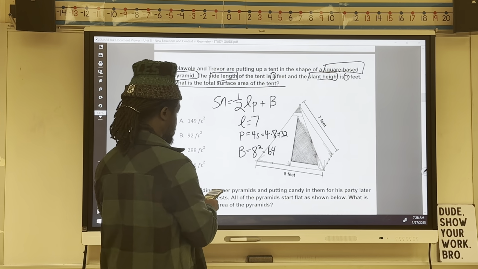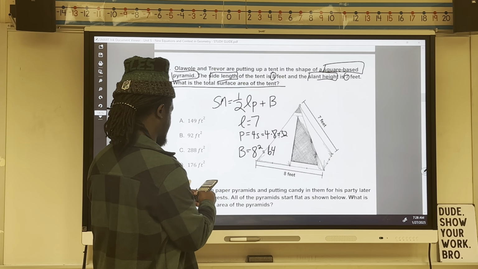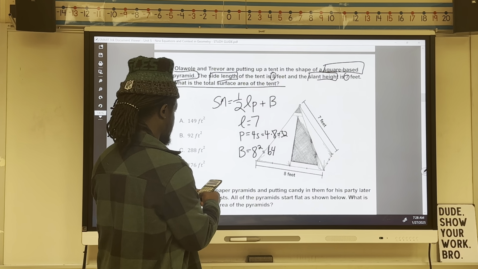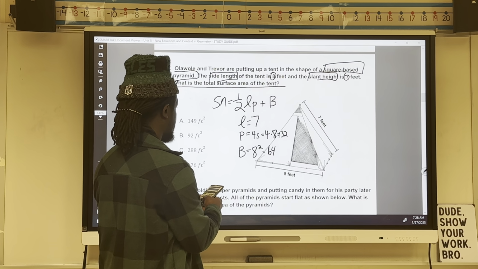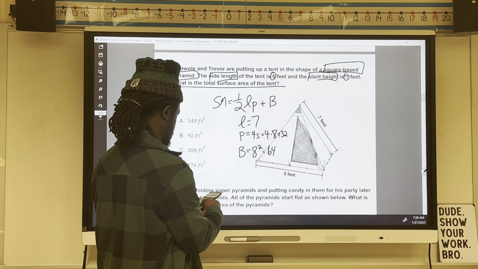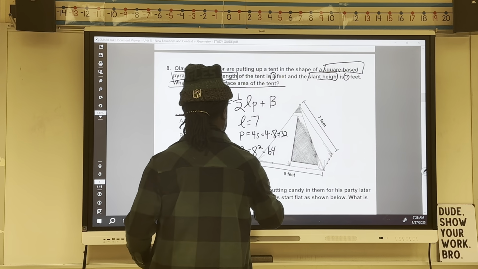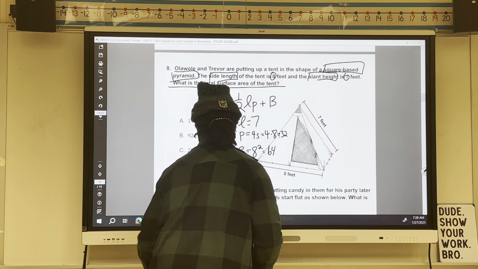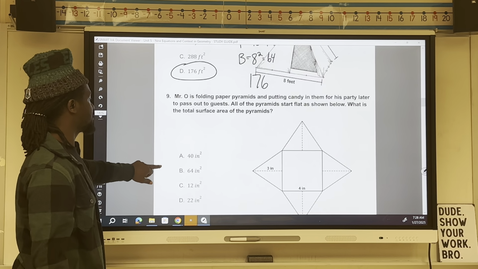And my answer was wrong here when I originally did it. So 1/2 times 7 times 32, I'm sorry, not times, 112 plus 64, and that's going to give me 176. All right, and the answer is D. All right, okay, here we go.